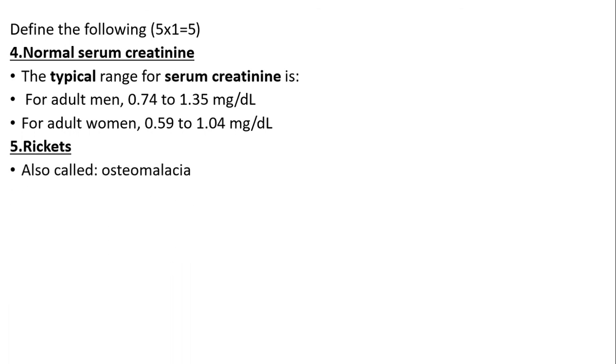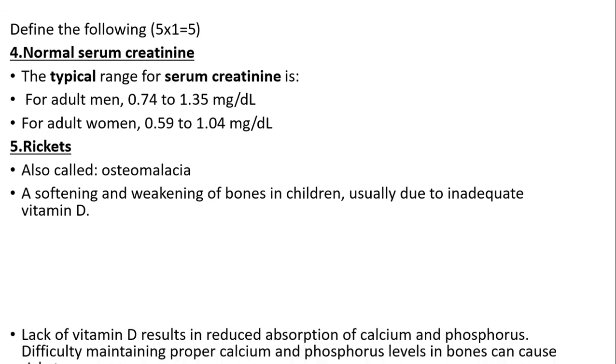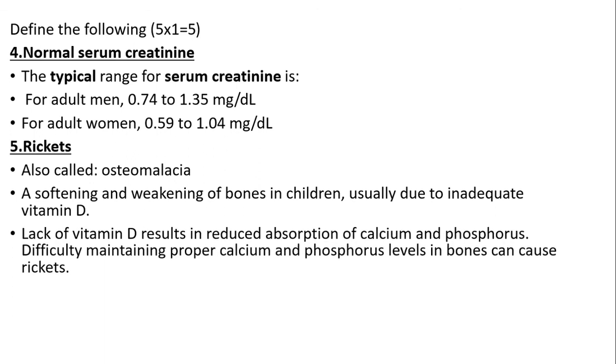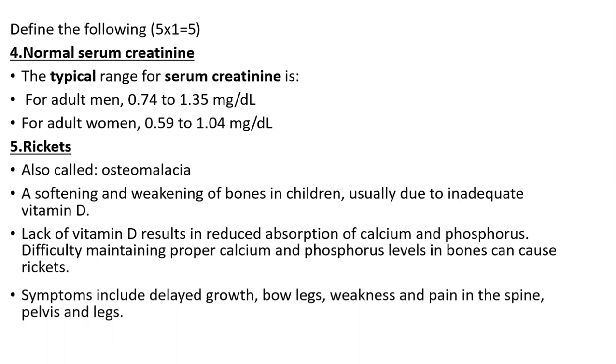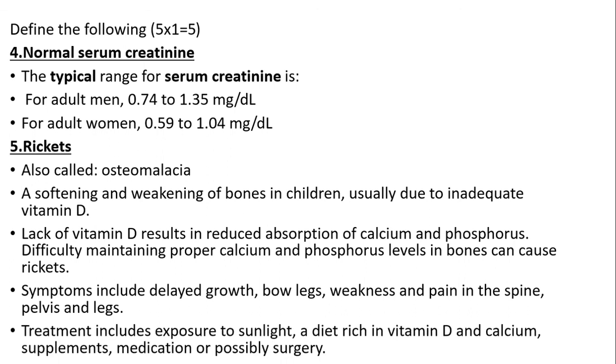Rickets, also called osteomalacia, is the softening and weakening of bones in children, usually due to inadequate vitamin D. Lack of vitamin D results in reduced absorption of calcium and phosphorus. Difficulty in maintaining proper calcium and phosphorus levels in the bone can cause rickets. Symptoms include delayed growth, bone aches, weakness, and pain in the spine, pelvis, and legs. Treatment includes exposure to sunlight, a diet rich in vitamin D and calcium supplements, medication, or possibly surgery.